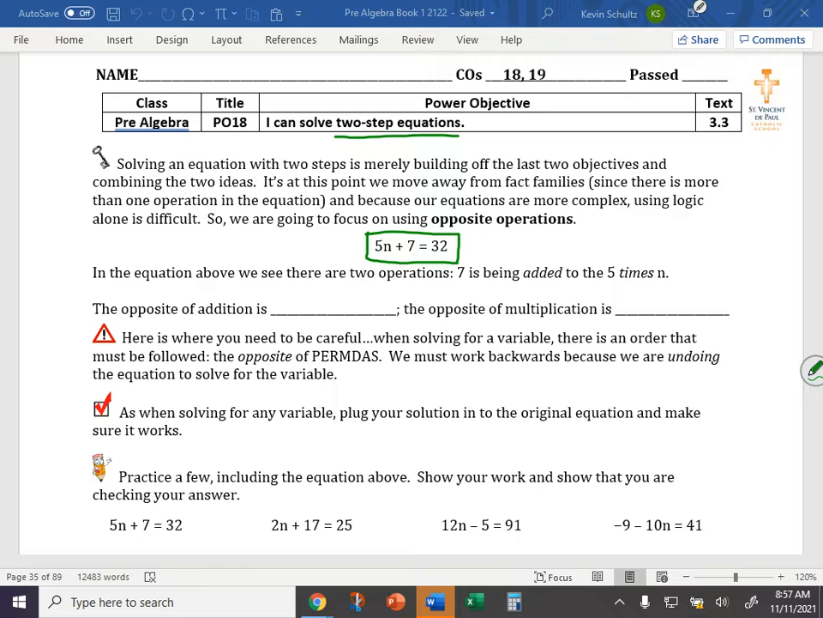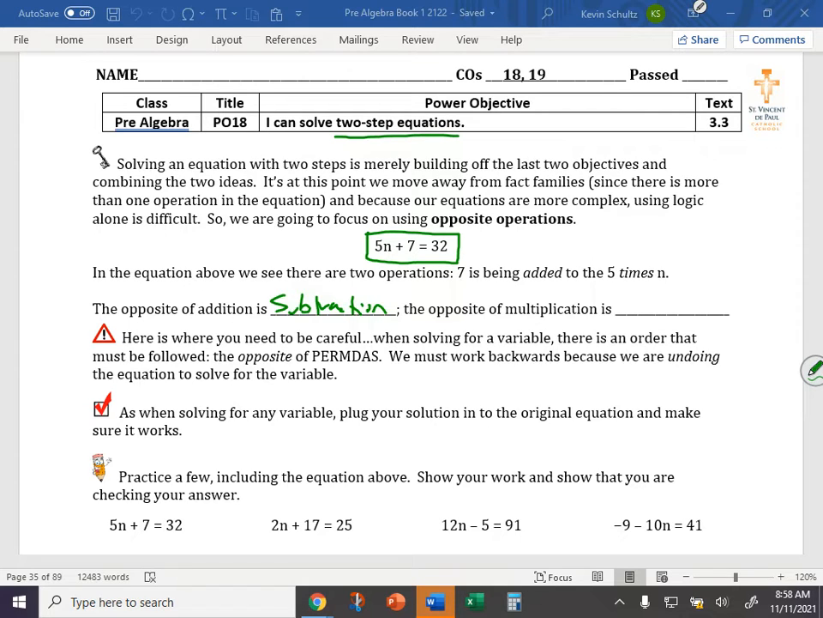These are called two-step equations because you have two steps to solve them. You have two operations to undo in order to get n by itself. So you look at this, and as Tony said, he sees addition. The opposite of addition is subtraction.